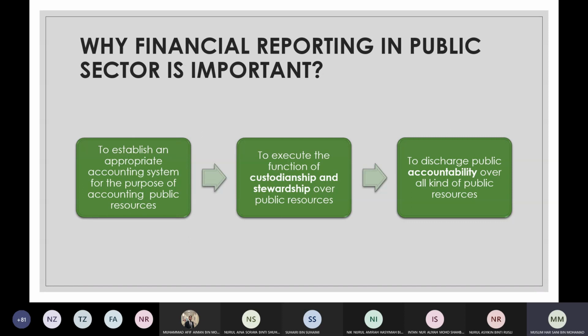So the controlling officers, and also their subordinates and representatives, at the end they have to be accountable and to discharge public accountability over all kinds of public resources. So one of the important channels is through financial reporting.